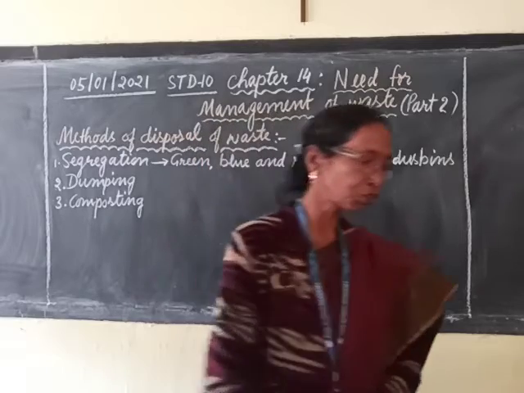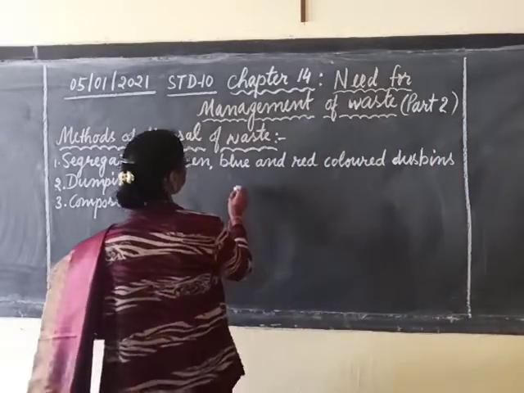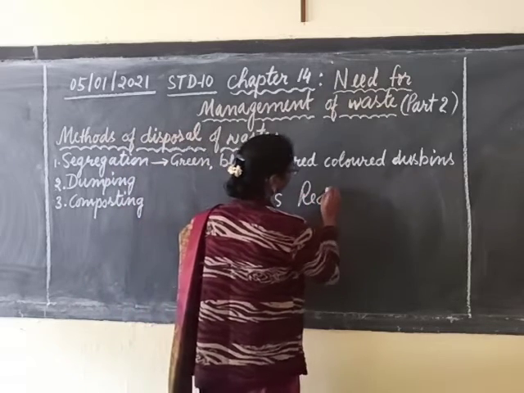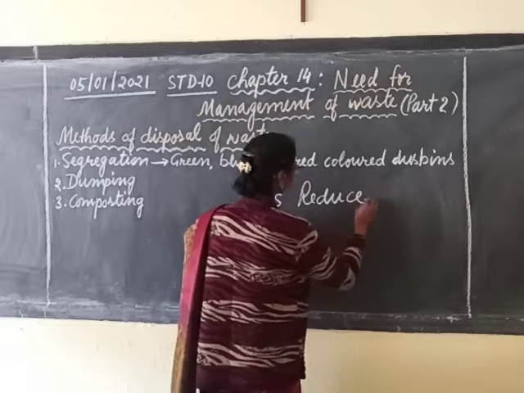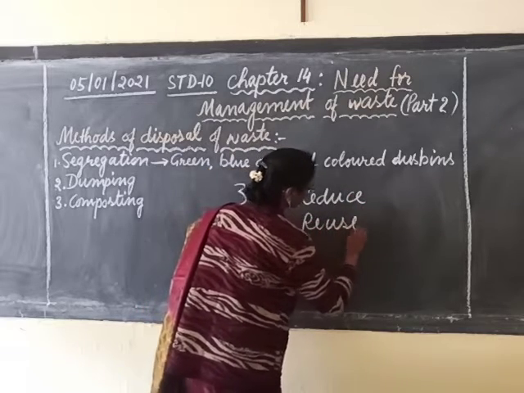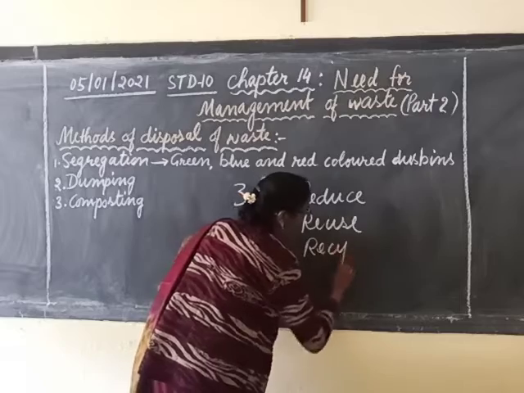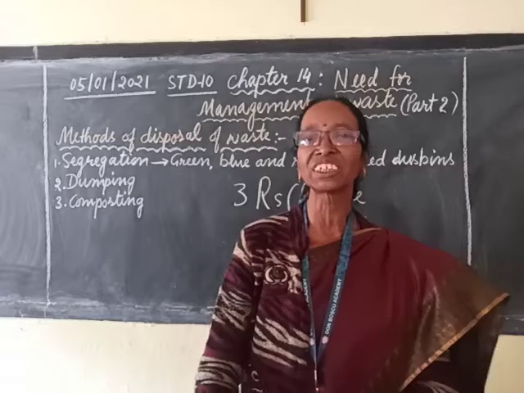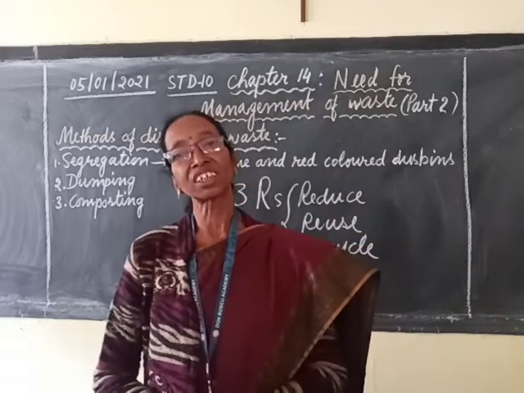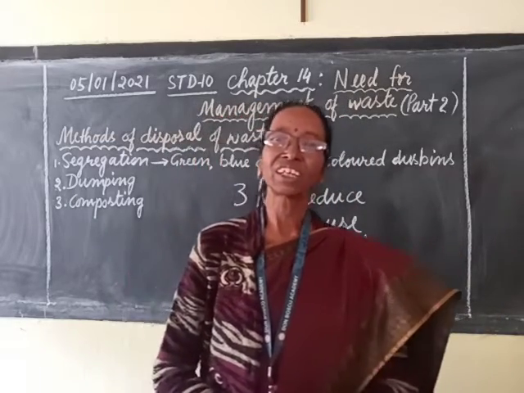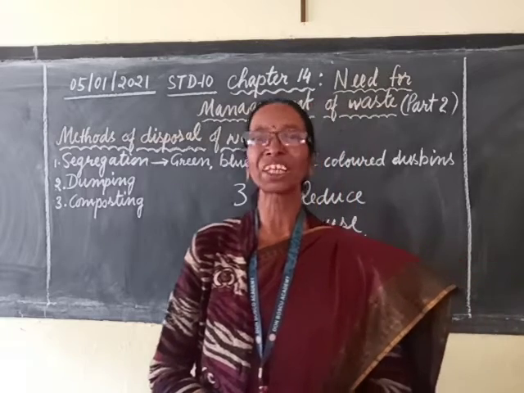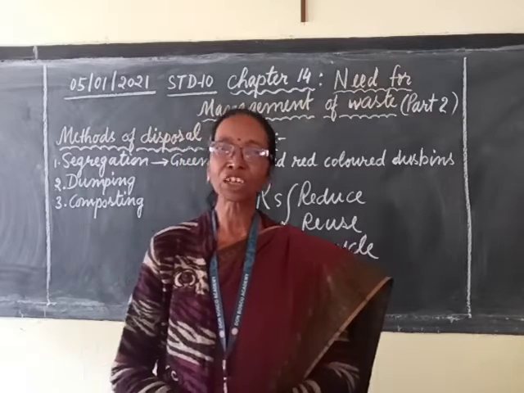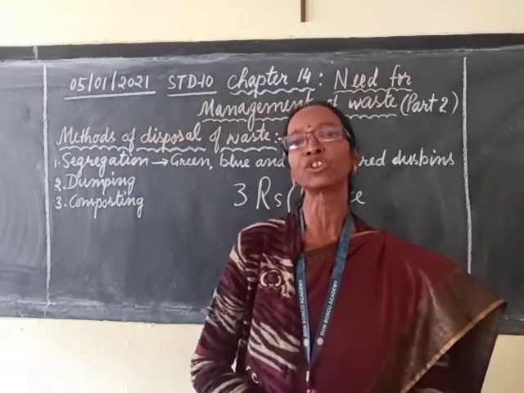So it is asked to use the 3 R's, that is reduce, reuse, and recycle. Metals which are easier to recycle can be collected and recycled. Paper also can be recycled, and new paper can be manufactured. Metals can be recycled again to make new utensils.